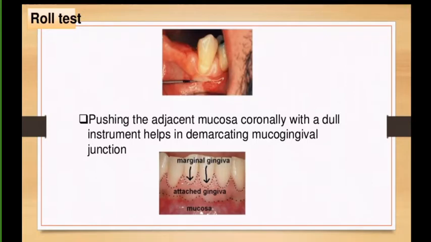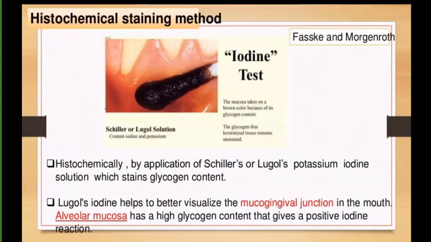and this helps us to demarcate the mucogingival junction. So this is the roll test, and this is a not very common but very commonly asked question: what is a chemical method to detect the width of attached gingiva? It is the application of Schiller's iodine or Lugol's potassium iodine solution. What is the mechanism of action here? Your keratinized tissue, that is your attached gingiva, will not have glycogen, but your alveolar mucosa will have glycogen content. So this potassium iodine will stain the glycogen content of the alveolar mucosa, and then you can easily demarcate it from the attached gingiva and measure the width of attached gingiva.